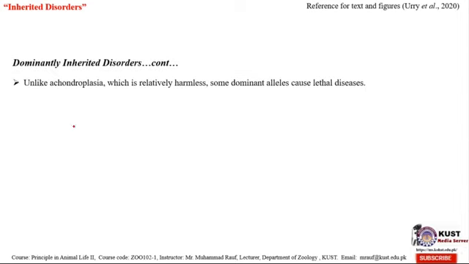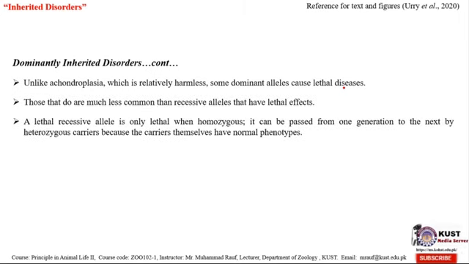Unlike achondroplasia, which is relatively harmless, some dominant alleles cause lethal diseases, and therefore the person does not make it up to the reproductive age. Those that do are much less common than recessive alleles that have lethal effects.